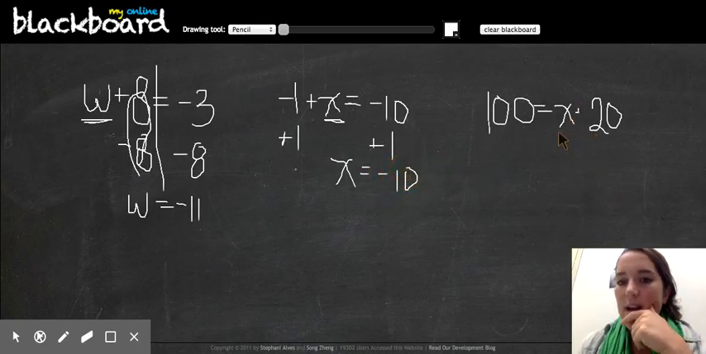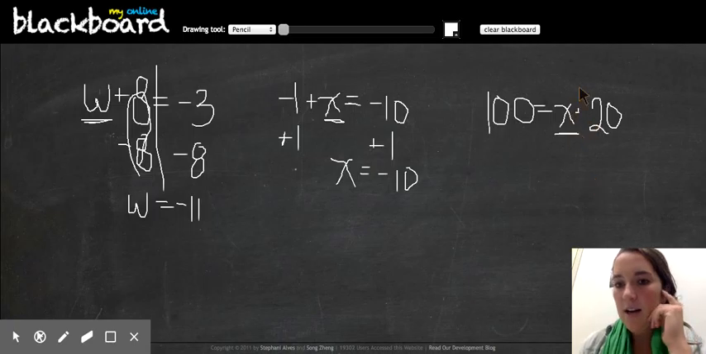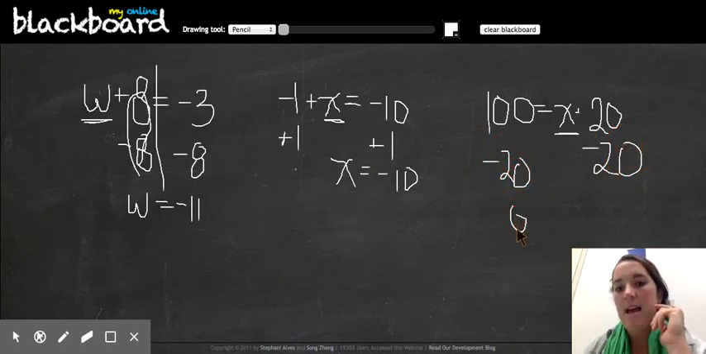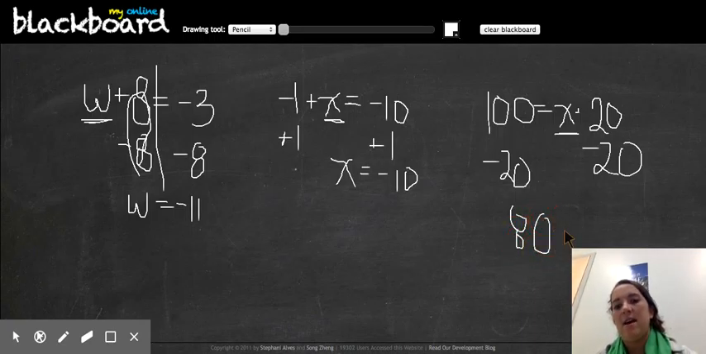For the last one, I want to get x by itself again. How can I undo this plus 20 to get x by itself? I can subtract 20. Whatever I do to one side, I have to do to the other. I'll be left with 80 and just x on the other side.